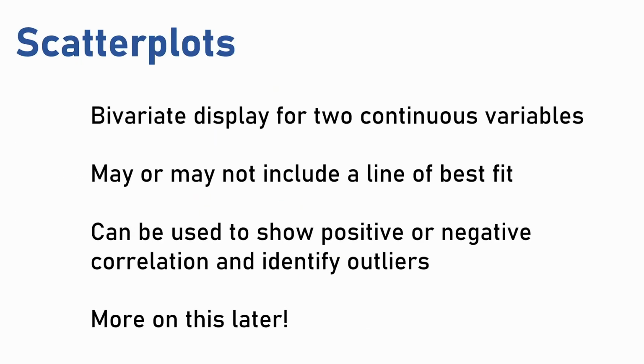And finally, scatter plots. Scatter plots are used for bivariate displays with 2 continuous variables. The Anscombe's quartet that we looked at the beginning of this unit was made up of 4 scatter plots. They may or may not include a line of best fit through the points plotted on the graph. We're not going to dig too deeply into scatter plots just yet. We'll revisit them later in the course. But I wanted to show you some examples because scatter plots are just so common.